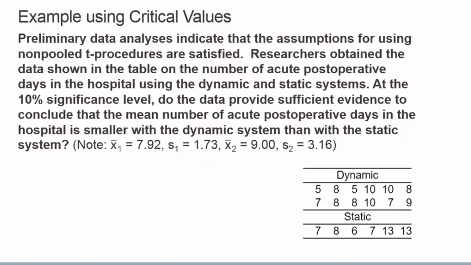Example using critical values. Preliminary data analysis indicates that the assumptions for using non-pooled t-procedures are satisfied. Researchers obtained the data shown in the table on the number of acute post-operative days in the hospital using the dynamic and static systems. At the 10% significance level, do the data provide sufficient evidence to conclude that the mean number of acute postoperative days in the hospital is smaller with the dynamic system than with the static system?